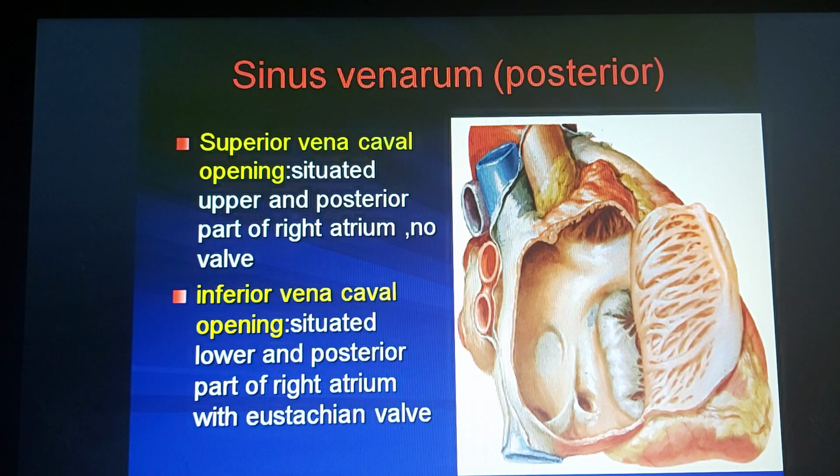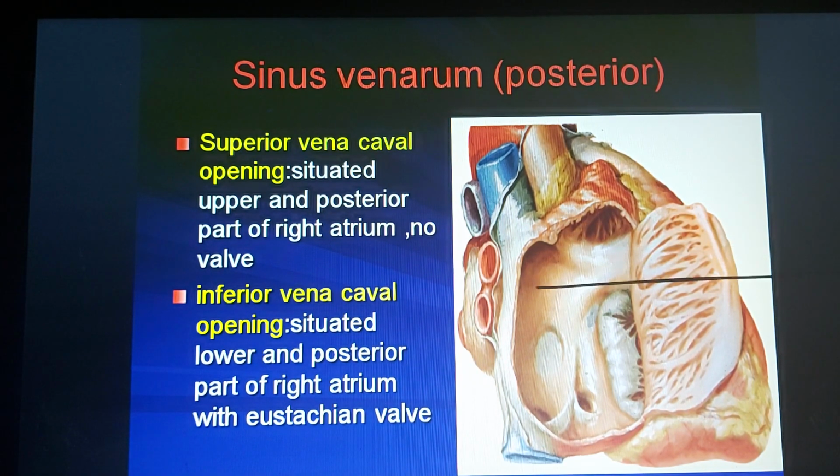The superior vena caval opening is situated in the upper posterior part of the right atrium, but there is no valve here.